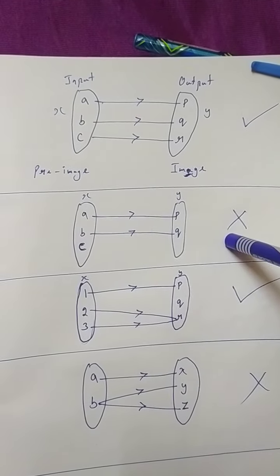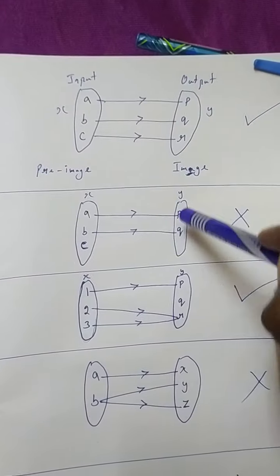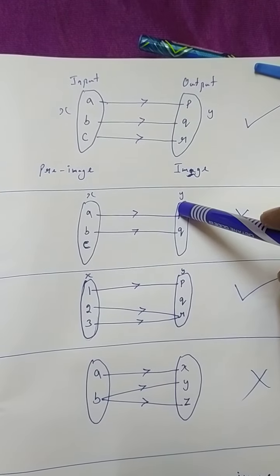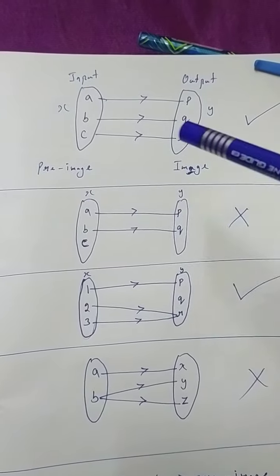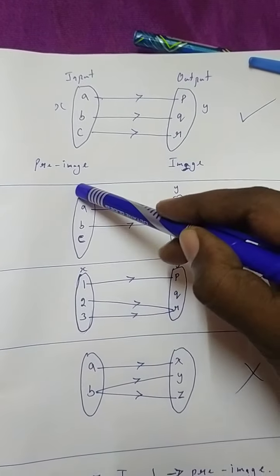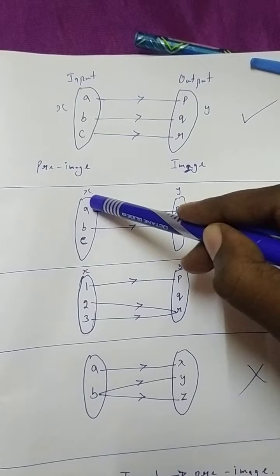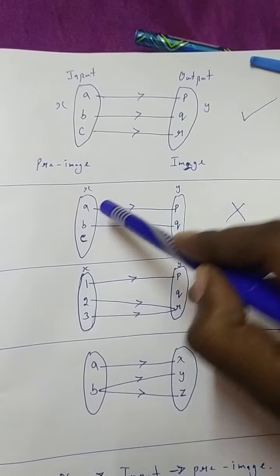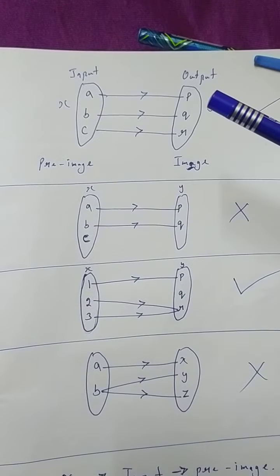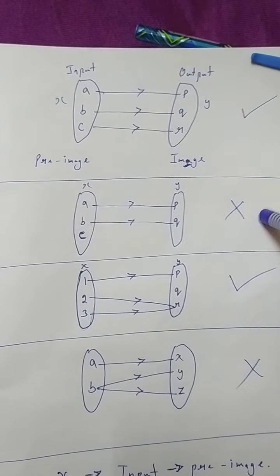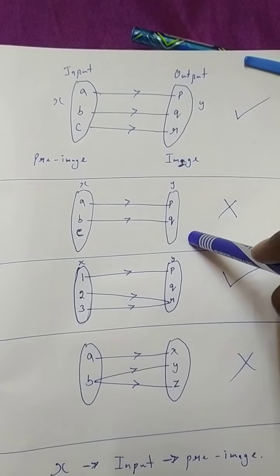So second example: A, B, C, P, Q. This is the domain, this is the codomain. So this is pre-image and this is image. Now the first condition: all the elements in the domain must have image. A has an image, B has an image, but C doesn't have any image. Therefore, it is not a function.